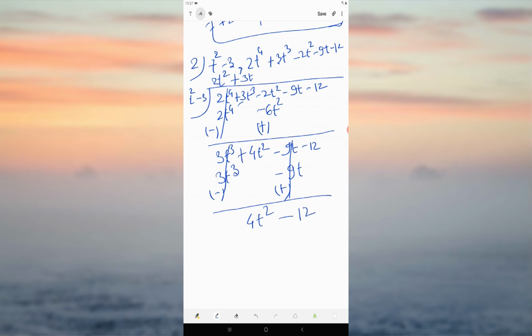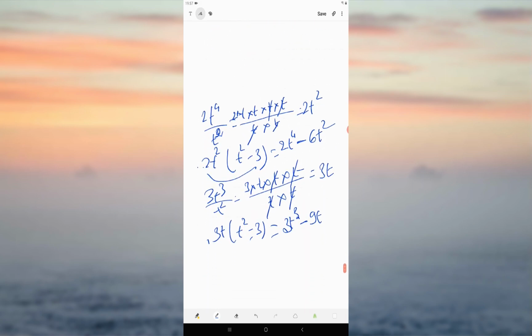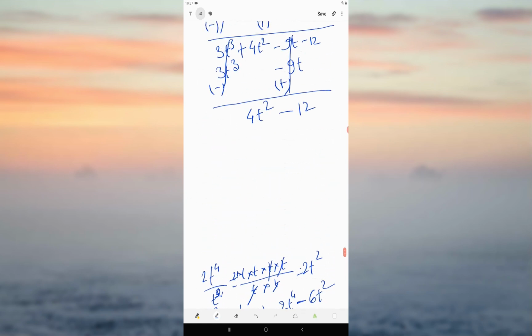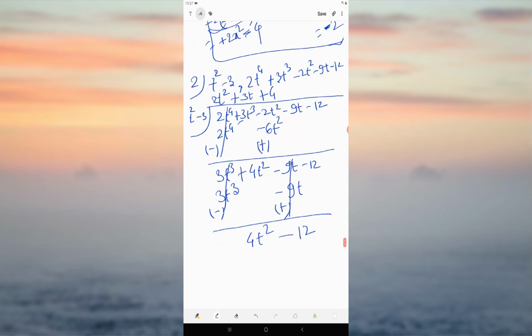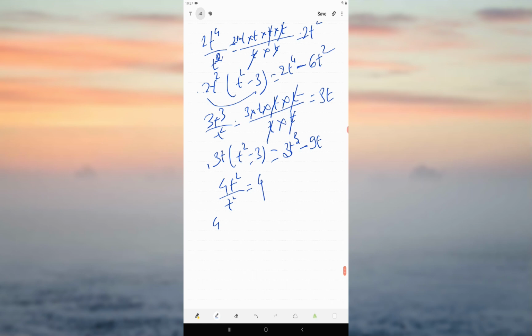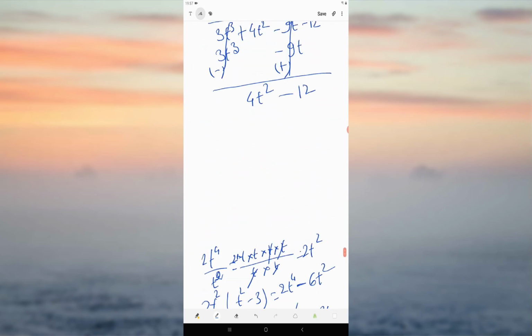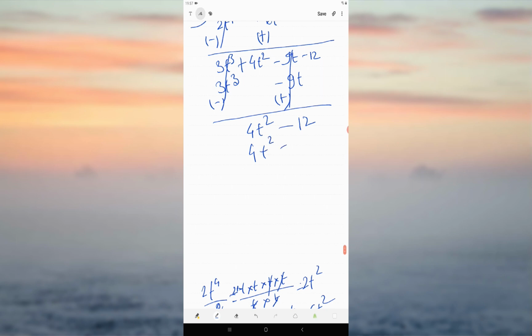Okay, now 4t² divided by t² is 4, correct? So we will write plus 4 over here. Now this 4 should be multiplied with t² minus 3. What will we get? 4t² minus 12. So we write 4t² minus 12. The sign is minus, and this becomes plus, so both are of opposite sign, so it will cancel. So we got 0. So we got remainder as 0.